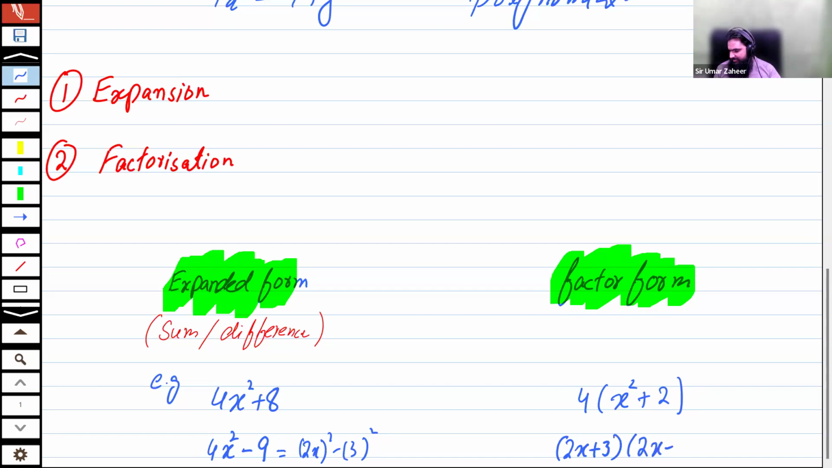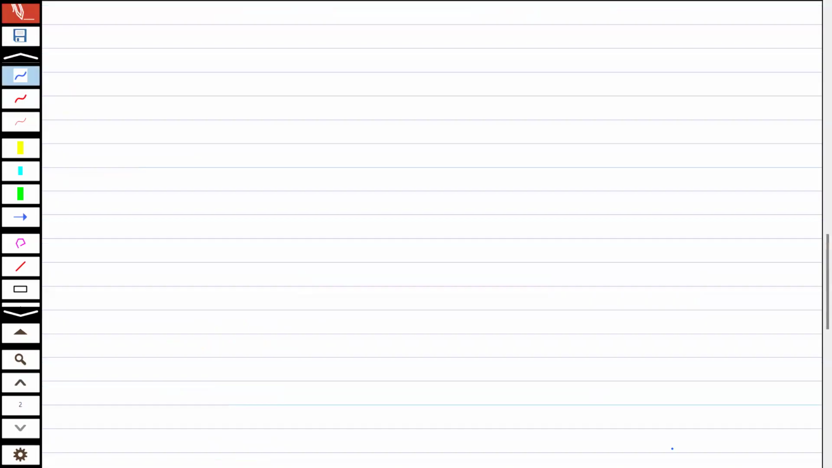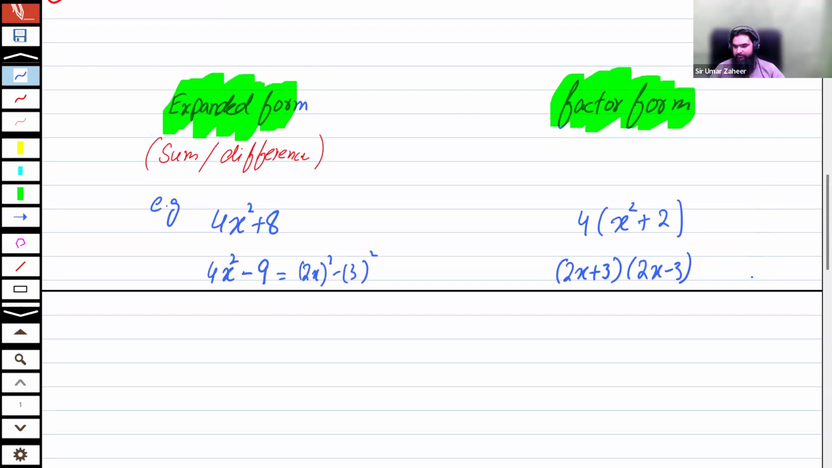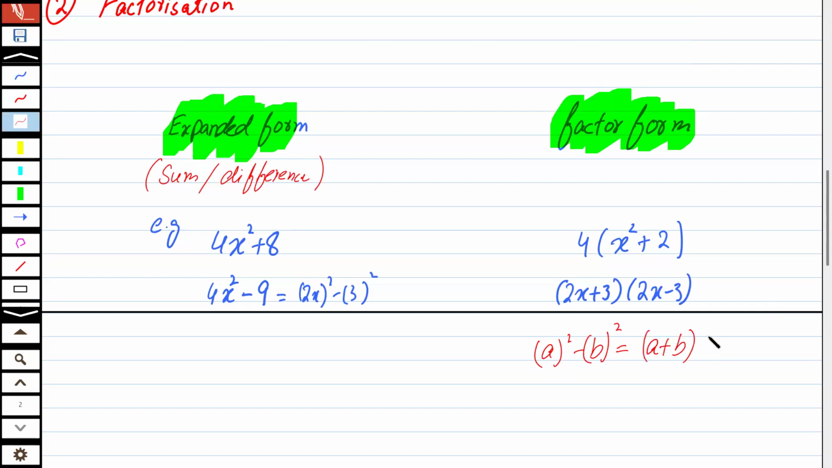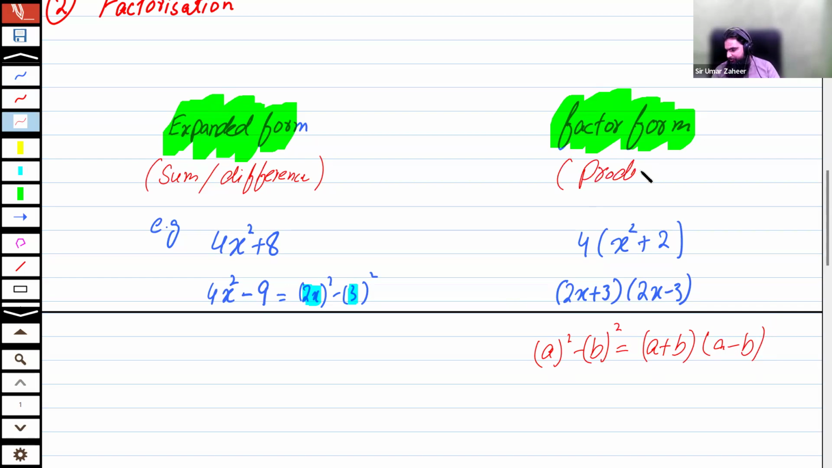Do you remember this identity? We have the identity that if you have the first term squared minus the second term squared, a squared minus b squared, we can write it as a plus b times a minus b. So I write it from the format a squared minus b squared to a plus b, into a minus b. So you have to write it into the product form, meaning the form of multiplication. That form is known as the factor form.